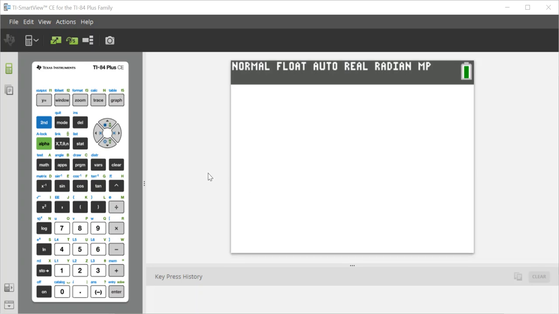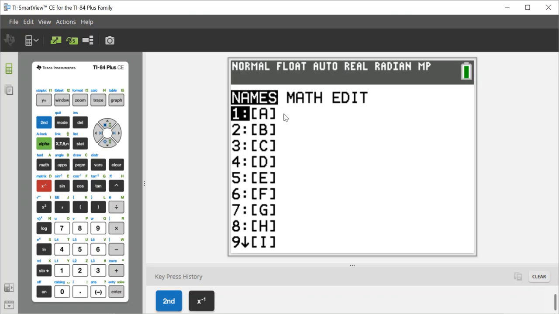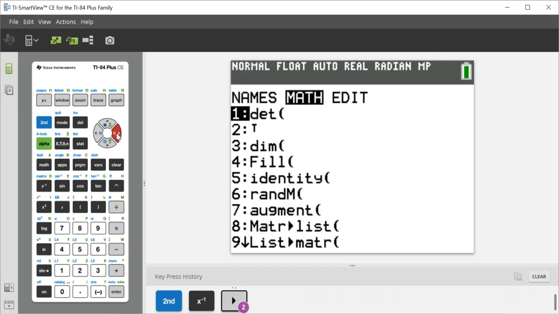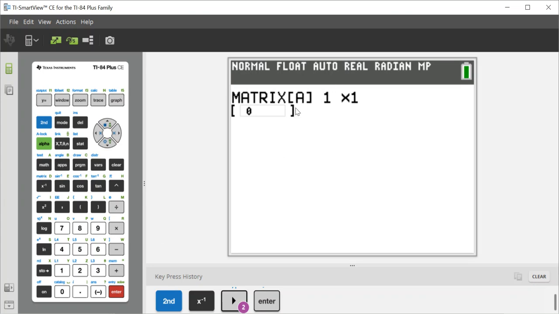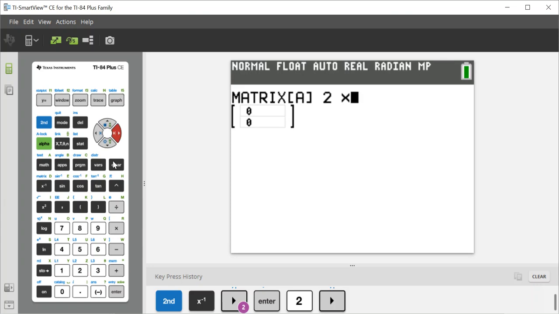Let me show you how to find the determinant of the given matrix. First, you need to make the matrix. So go to second matrix and go to edit, and I'm choosing matrix A, and you need to make the size of the matrix first. Let me make this one a 2 by 2 matrix.